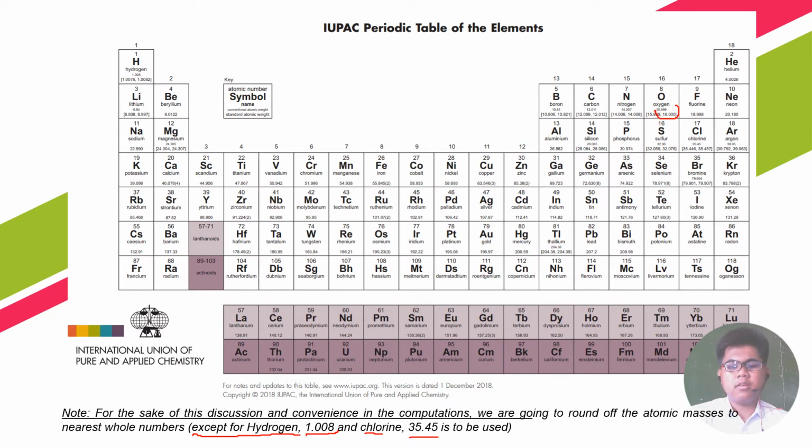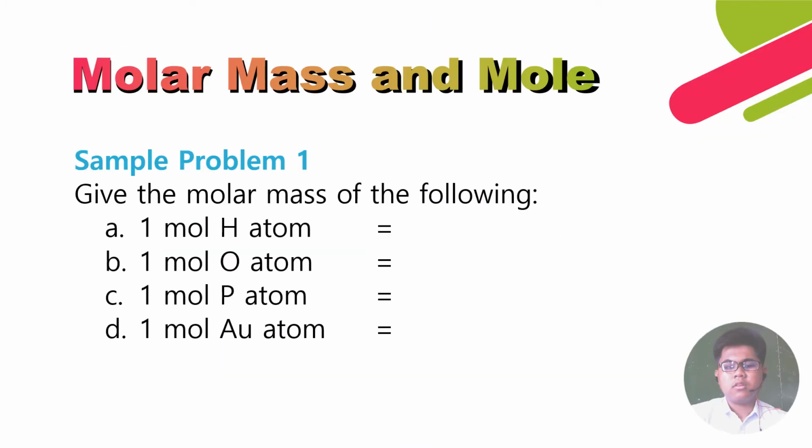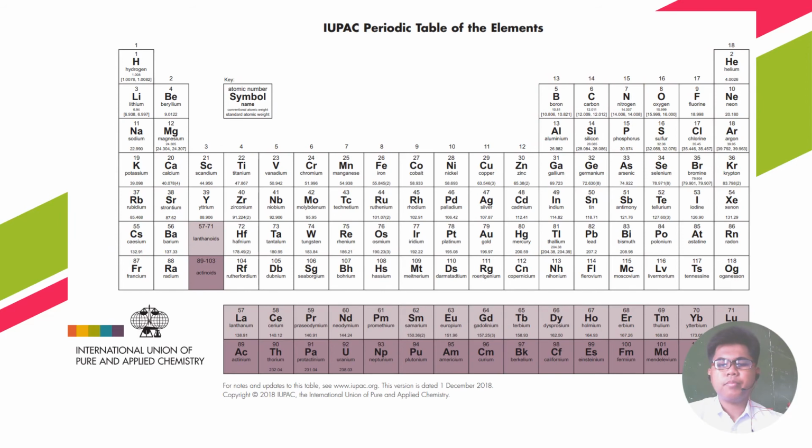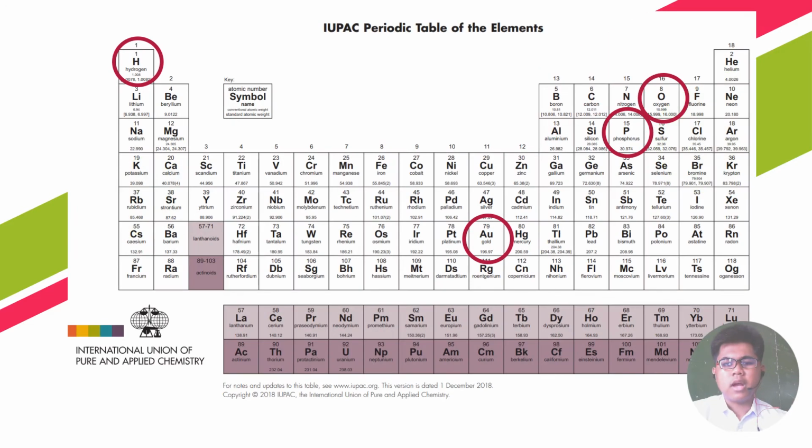So, let's try this sample problem number 1. Give the molar mass of the following: 1 mole of hydrogen atom, 1 mole of oxygen atom, 1 mole of phosphorus atom, and 1 mole of gold atom. So, what is the first step? Ano po ang una natin gagawin? Get your periodic table and look for the elements mentioned in the problem. So for instance, we have to look for hydrogen, oxygen, phosphorus, and gold.